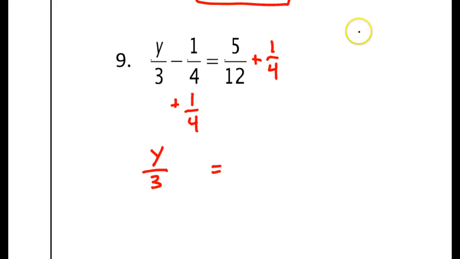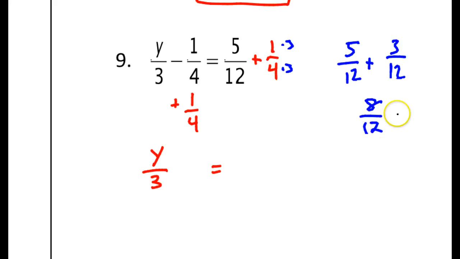Alright, again, I'm going to go off to the side and calculate this. I'm not going to get in the middle of my equation. So I have 5/12. Okay. I need a common denominator of 12, so multiplied by 3. And now we have 8/12, which again, divide top and bottom by 4. So 8 divided by 4 is 2, 12 divided by 4 is 3, and we have 2/3. Okay, good.